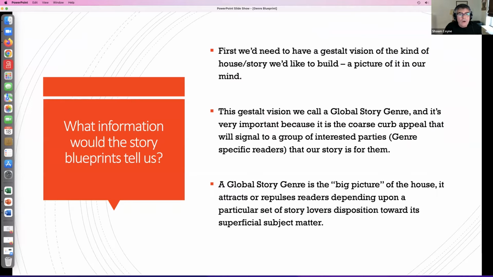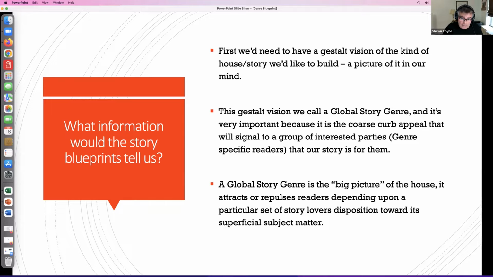All right, let's just pretend for a minute that we could come up with a blueprint for a story. Not just any story, a masterwork. What information would the story blueprints tell us? Well, the first thing we need is to have a gestalt vision of the kind of house or story we'd like to build, right? We need to have a picture of it in our minds. We need a coarse curb appeal picture in our minds. So this gestalt vision is what we call a global story genre.